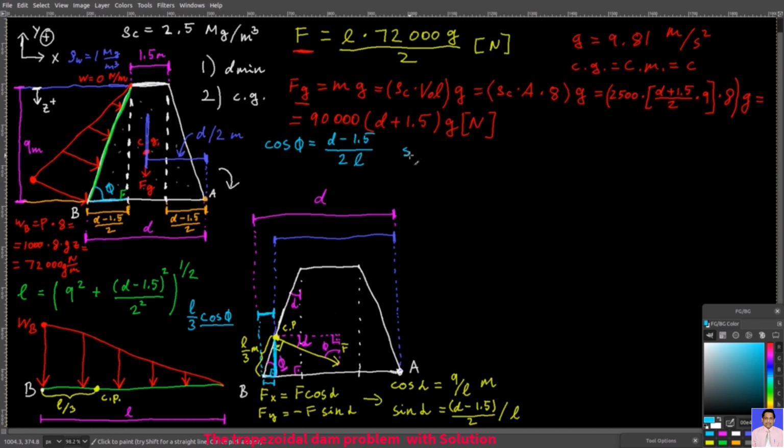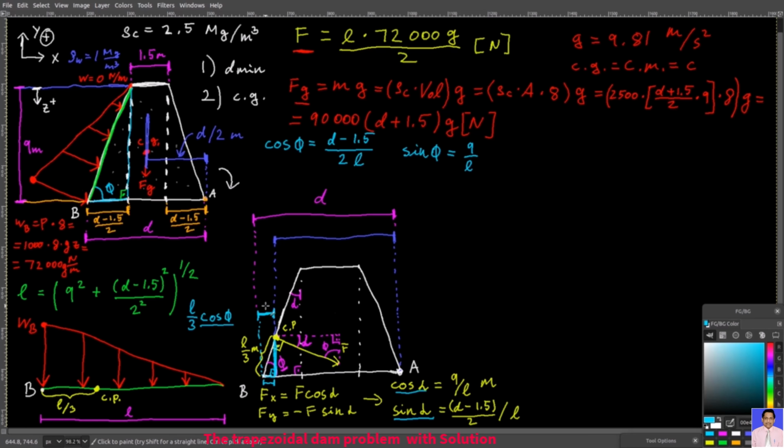And then we can also right away obtain sine phi, which is the opposite side of this right triangle over the hypotenuse. So it's 9 over L. Note that these are cosine phi and sine phi. With cosine alpha and sine alpha, it was in reverse because your alpha was this angle here. So cosine alpha was 9 over L and sine alpha was (d minus 1.5) over 2, and all that divided by L. So with this phi angle, the values have switched.